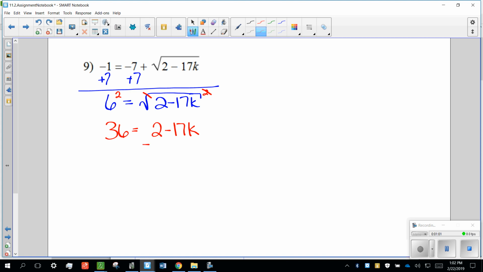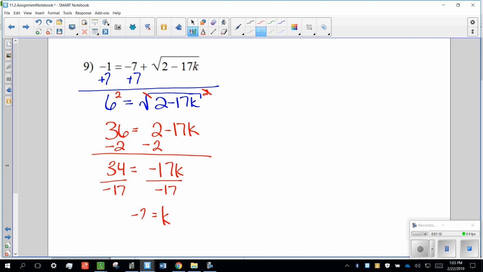So now you just have a couple steps left. Subtract 2 from both sides. Get 34 equals negative 17k. Divide both sides. You get k equals negative 2. And before I would box that in, I'd take it back up here to the original equation. We're going to check to make sure it's not an extraneous solution. So there might be no solution to this problem, and we found one algebraically that's extraneous, so let's check it.